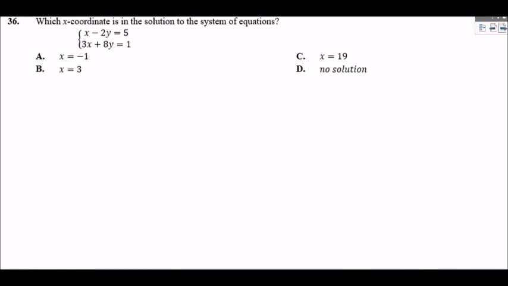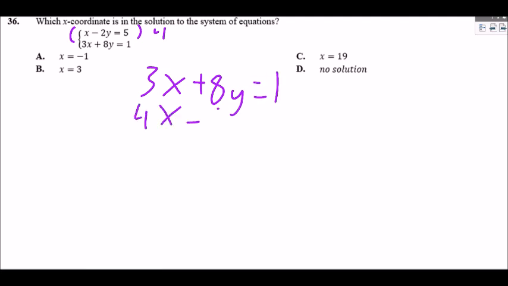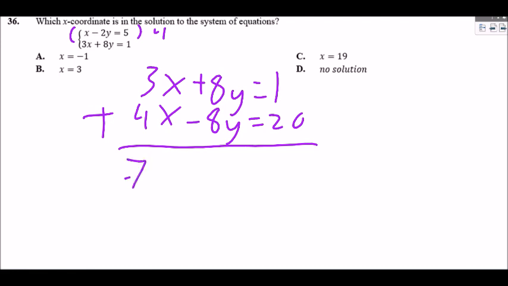All right, given these two, what should I do? Well, I see a minus 2 and a plus 8. So I'm going to multiply this top one by 4. So then I get 3x plus 8y is equal to 1. And then I get 4x minus 8y is equal to 20. Then I'm going to solve by adding these two equations. And I get 7x, these cancel, is equal to 21. And that means that x is equal to 3.